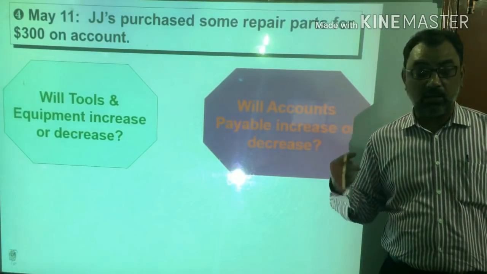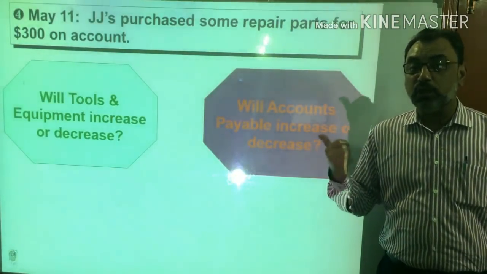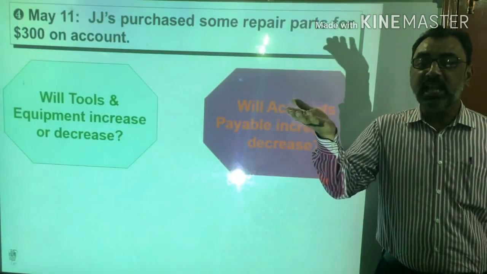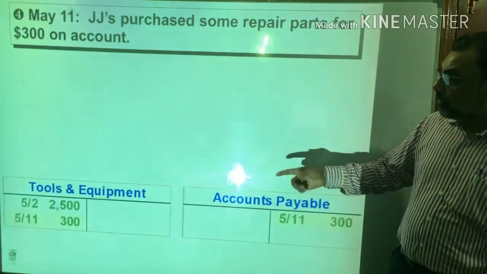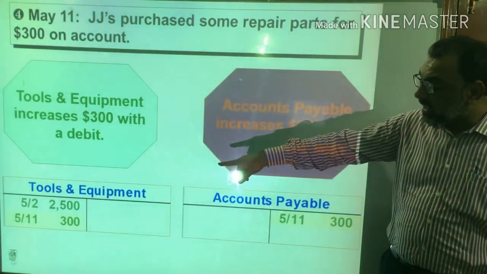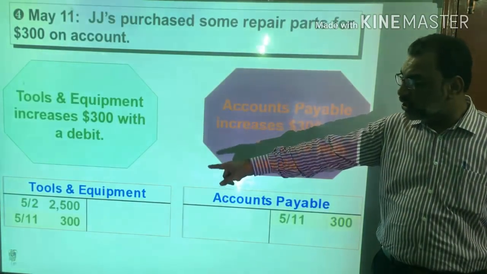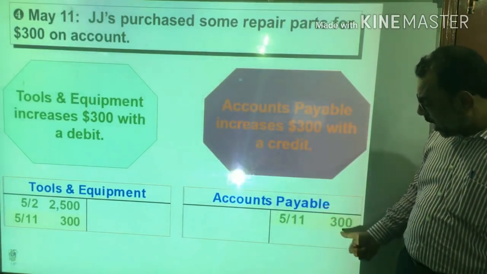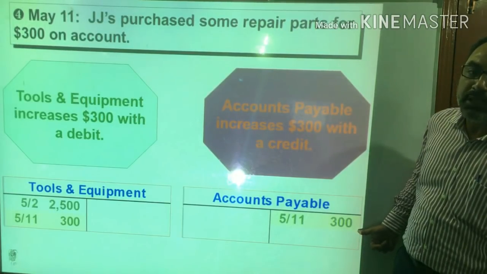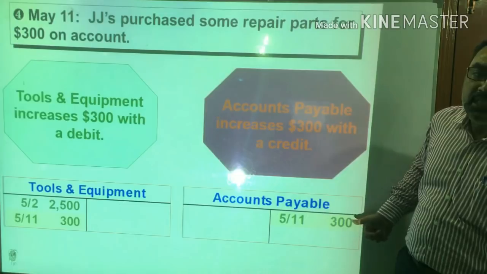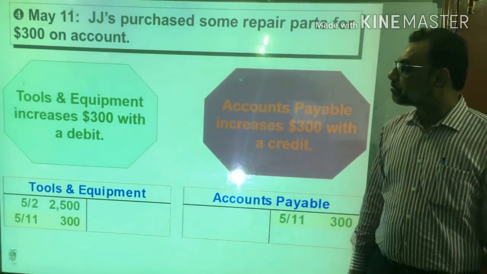on the other hand, the account payable is going to increase. That is one of your liabilities. So assets are increasing, and on the other hand, the liabilities are increasing. So you can see that tools and equipment that were 2,500, now increased to 2,800 after the addition of 300 more, whereas the account payable is going to increase by 300, and you know the rules of debit and credit. That is, if the liabilities are going to increase, it will be posted on the credit side.